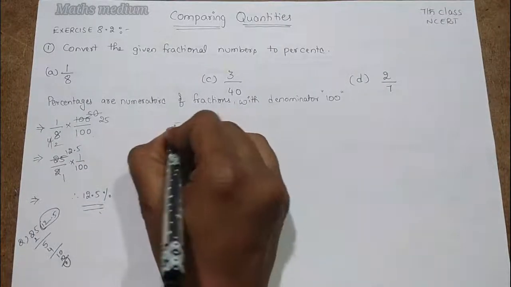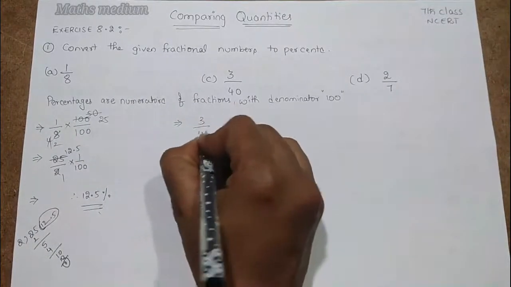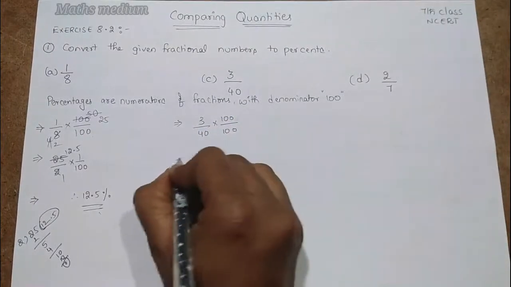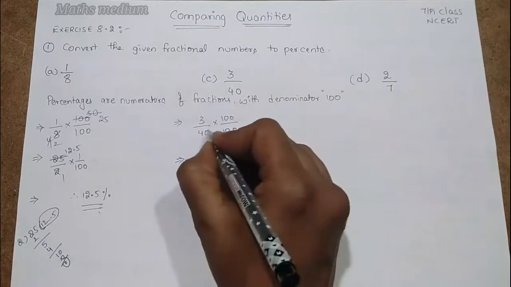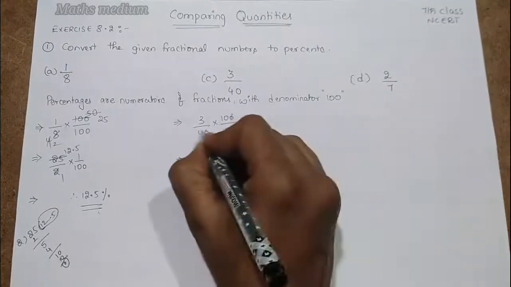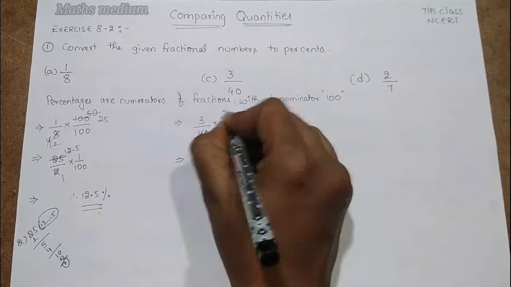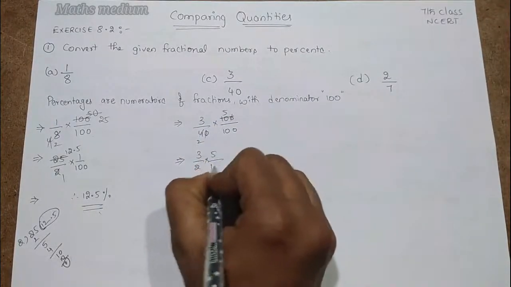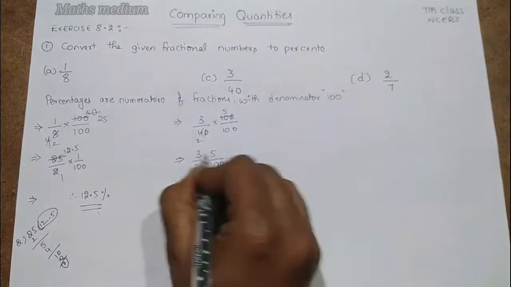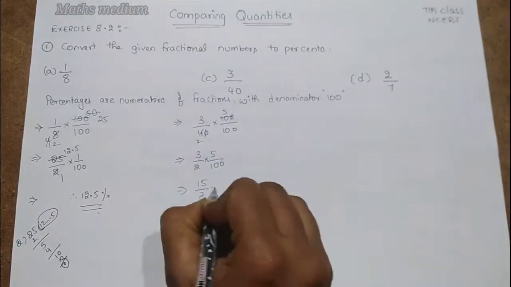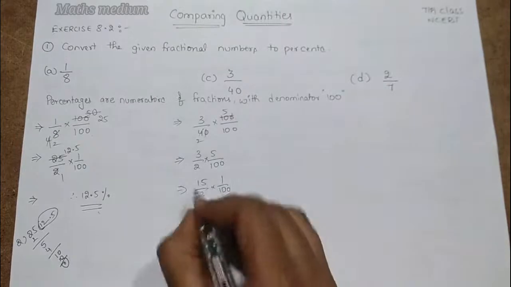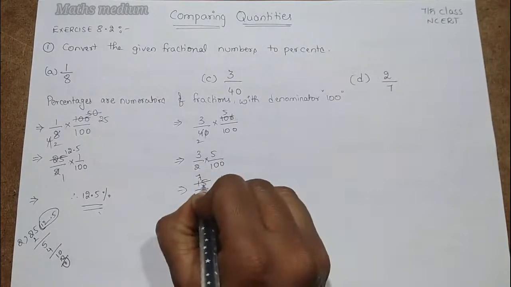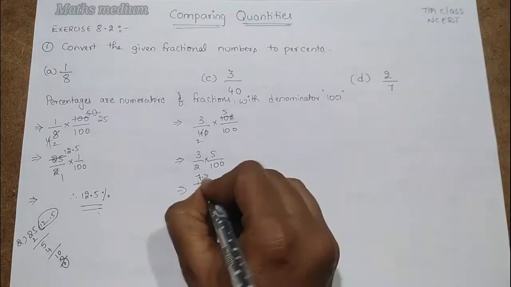Similarly, this also. Now, 3 by 40 into both numerator and denominator multiplied by 100. Then take simplification. 0, 0 gets cancelled. 2 2s are 4, 2 5s are 10. Here, 3 by 2 into 5 by 100. It means 3 5s are 15 by 2 into 1 by 100. Now 2 1s are 2, 2 7s are 14. 1 is remaining. So 7.5.